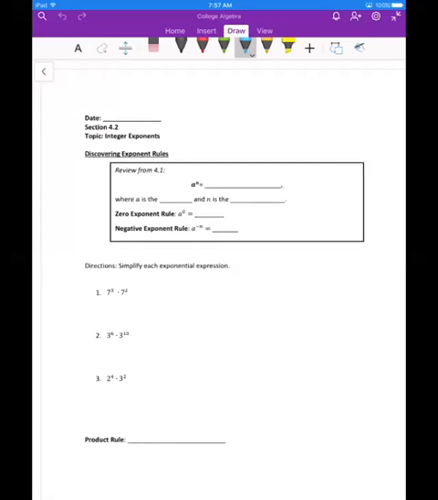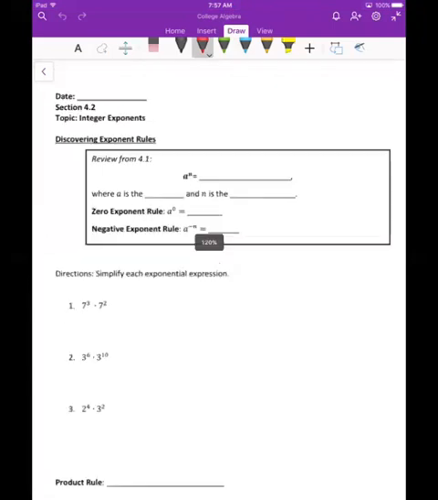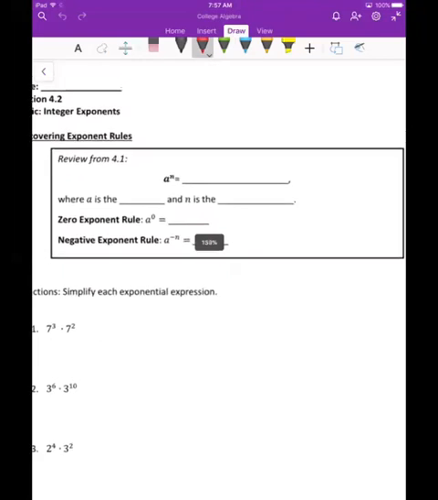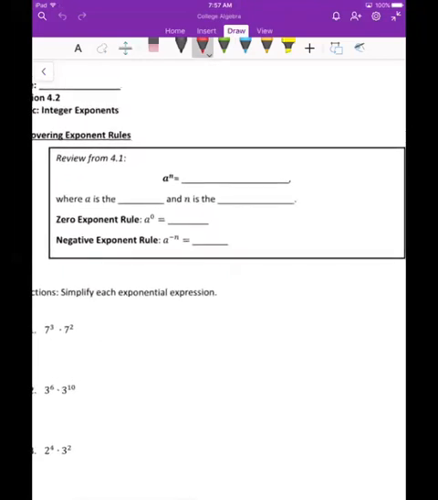This is section 4.2. I want to go through the notes with you, which again I'll have posted, and hopefully will help you with the homework this week. What we're going to do first is review a little bit from section 4.1, looking at those exponents again. We're going to be doing more with integer exponents in this section, essentially doing math with those exponential terms: multiplying, dividing, things like that.